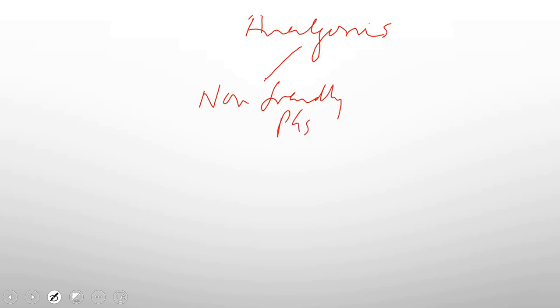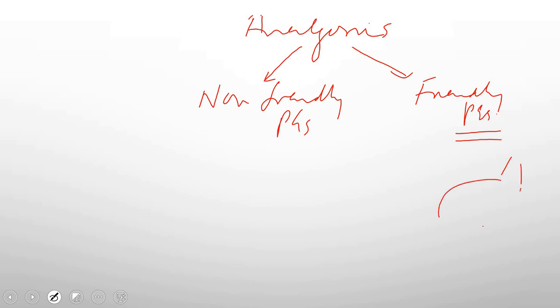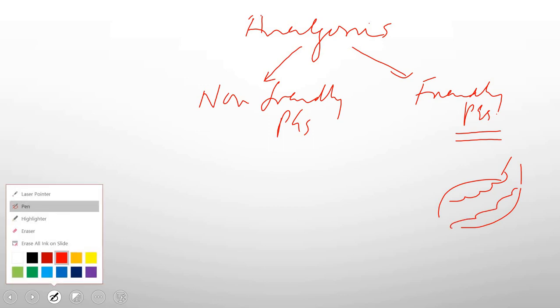analgesics inhibit the non-friendly prostaglandins, the non-friendly PGs, whereas there are analgesics that also inhibit the friendly prostaglandins, the friendly PGs, and these friendly PGs are important, as I said, in the management of the mucus layer at the level of the stomach.